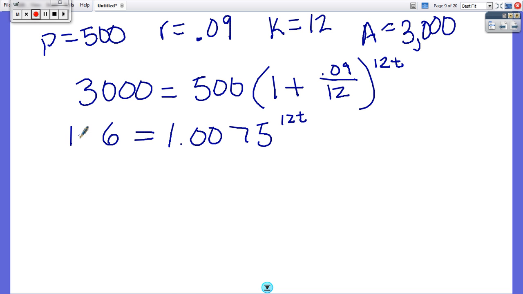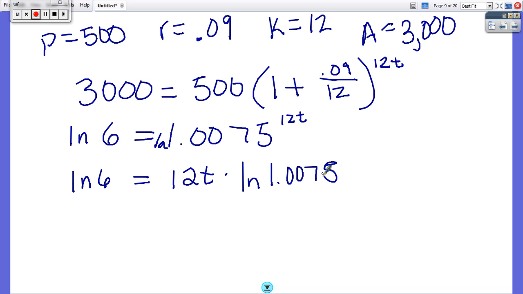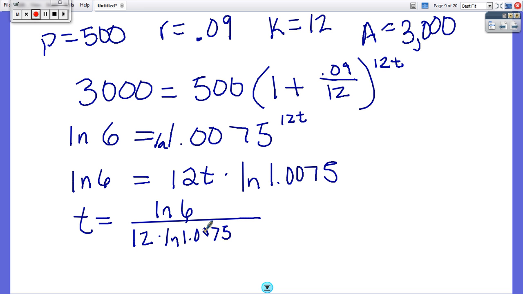And if I take the natural log of both sides, I'm just going to write it in both here. I can use my power rule on the right-hand side to get rid of this exponent. So I'm really going to have the natural log of 6 is equal to 12t times the natural log of 1.0075. Now, in order to solve for t, I can just divide both sides by 12 times the natural log of 1.0075, and I'll get an answer for t. t is equal to ln of 6 divided by 12 times ln of 1.0075.